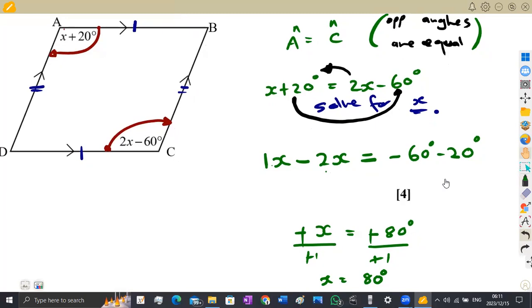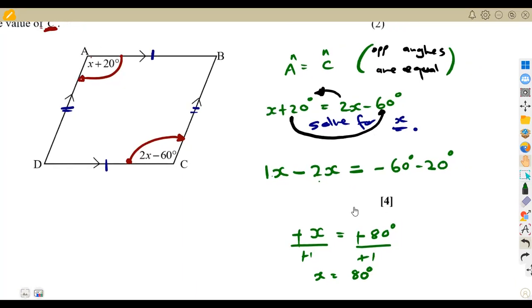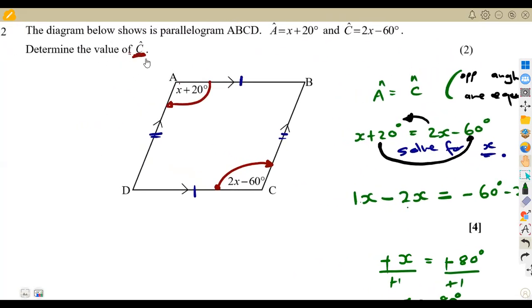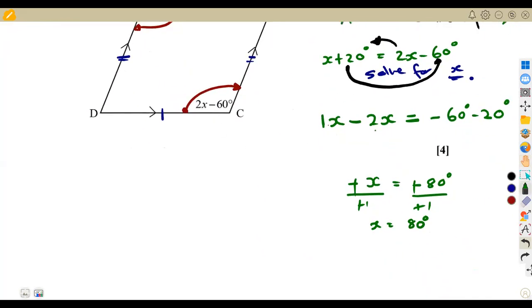But x is not our question. The question is not asking us to calculate the value of x. If it was, they would state calculate the value of x. But there is no way that you can determine the size of angle C, the one that we are given in our question, without the value of x, because angle C is made of x. Angle C is given by the expression 2x minus 60 degrees. So in order for us to have that angle C, we just have to substitute the value of x that we determined.